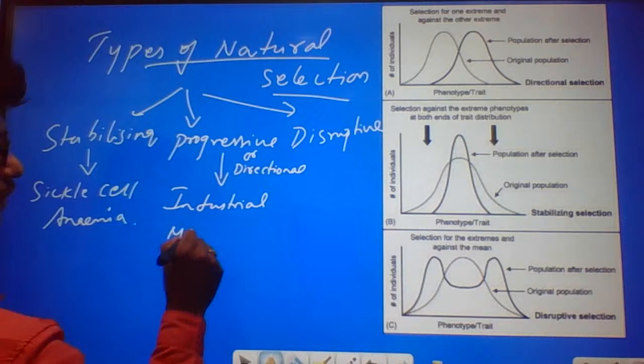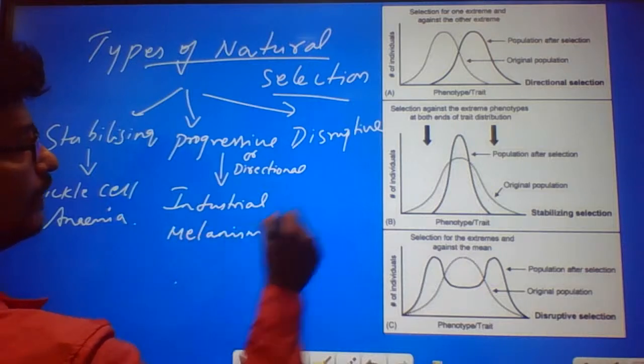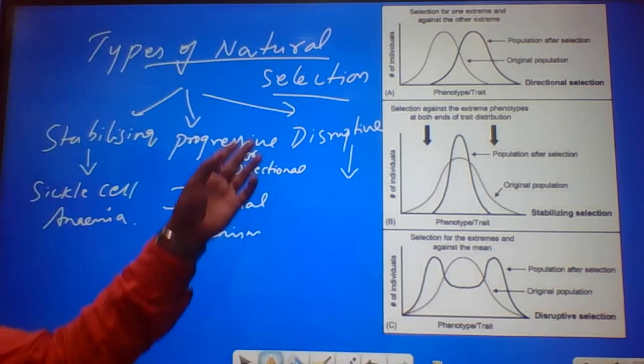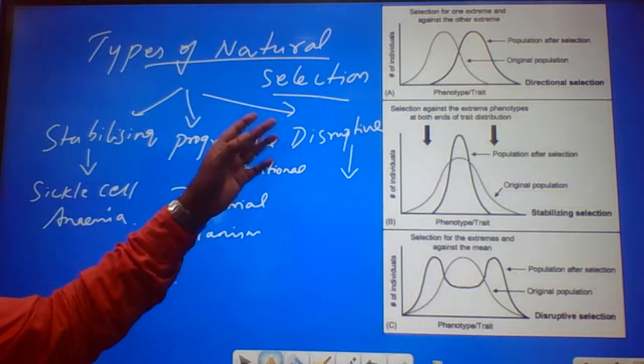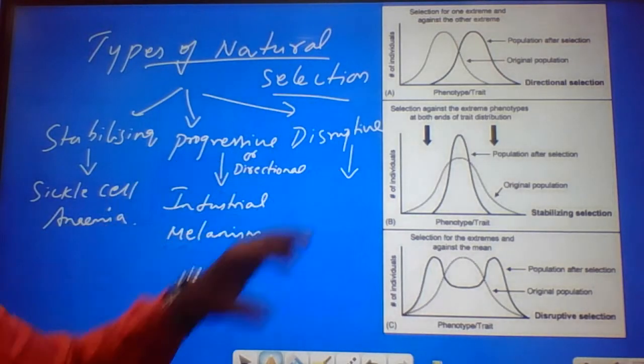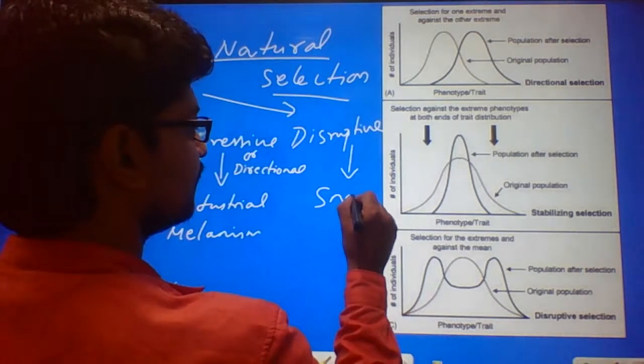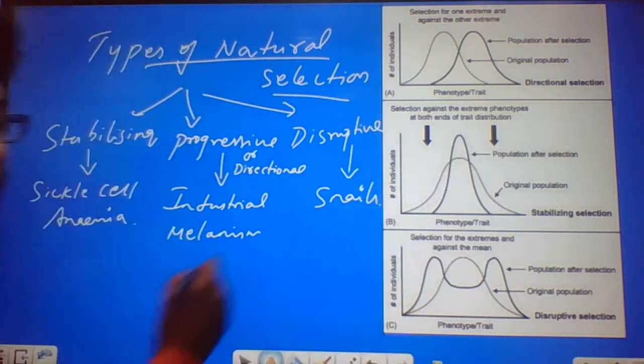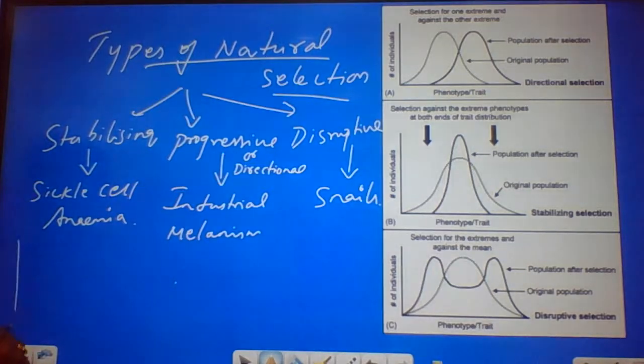Destructive, where nature eliminates the intermediates. For example, you take snails, which we're going to discuss with an example now. So for example, in case of stabilizing, as I told you, you plotted just a graph here.